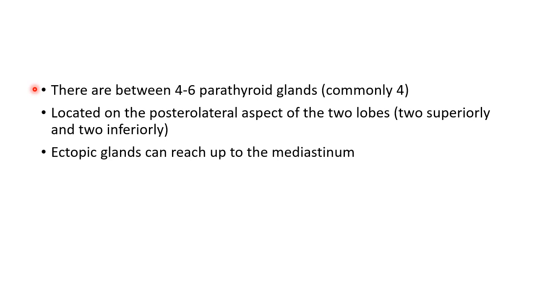Now, for the parathyroid glands, there are between 4 to 6 parathyroid glands, but the most common number would be 4. What's unique about the parathyroid glands is that they are closely located to the thyroid gland, in particular on the posterolateral aspect of the two lobes of the thyroid gland. Two are found superiorly and two are found inferiorly.